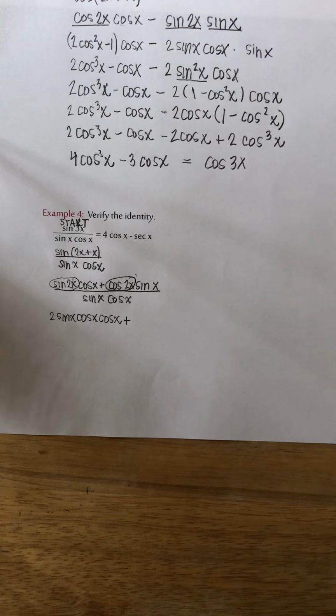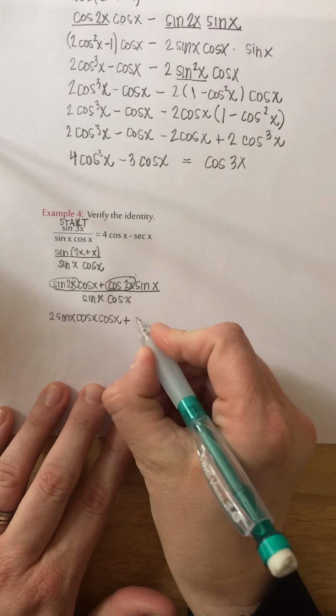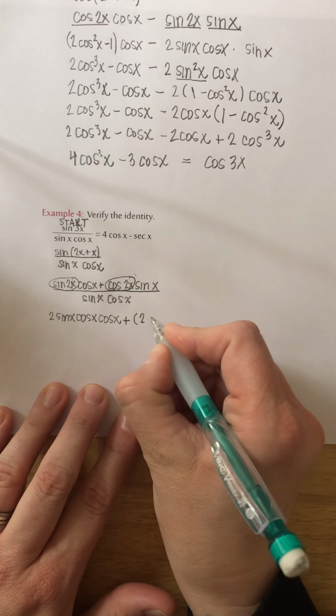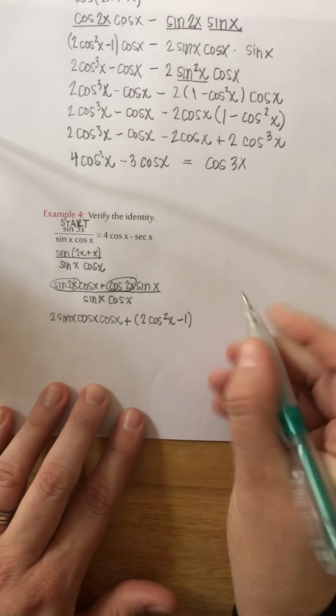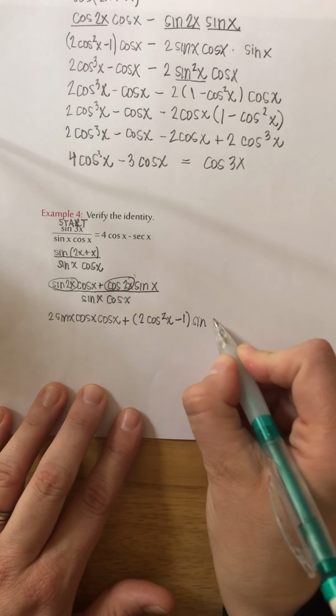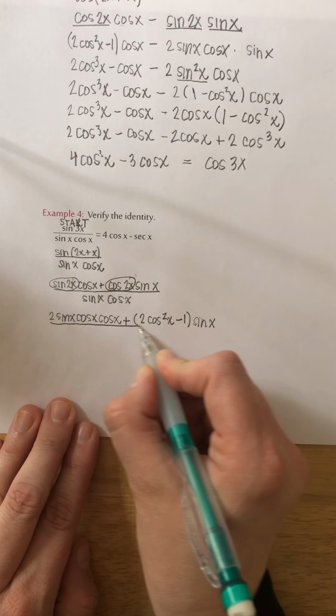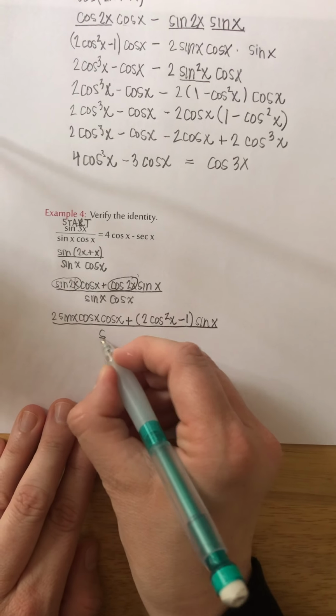Well, that's the one that has 3 formulas. So which one should we try? Well, we're trying to get rid of the sines because we know we need to get to cosine and secant. So let's use the third one, which is the 2 cosine squared x minus 1. And then I still have that sine x behind it. So hopefully y'all followed me so far.